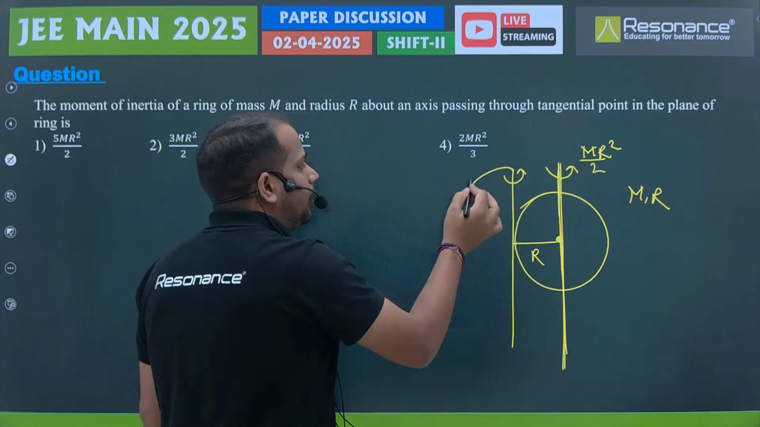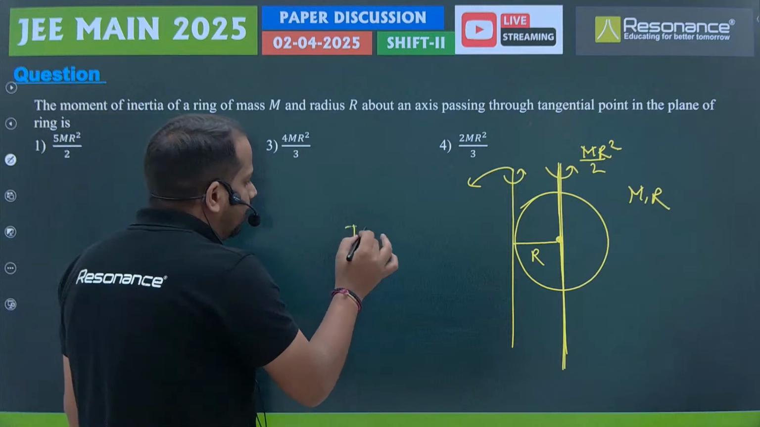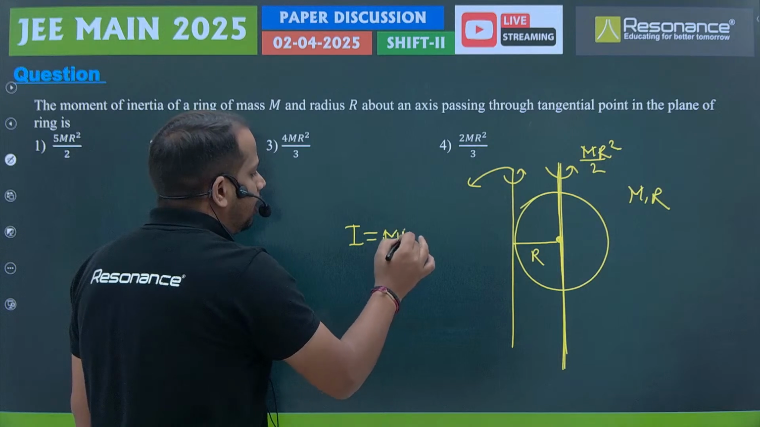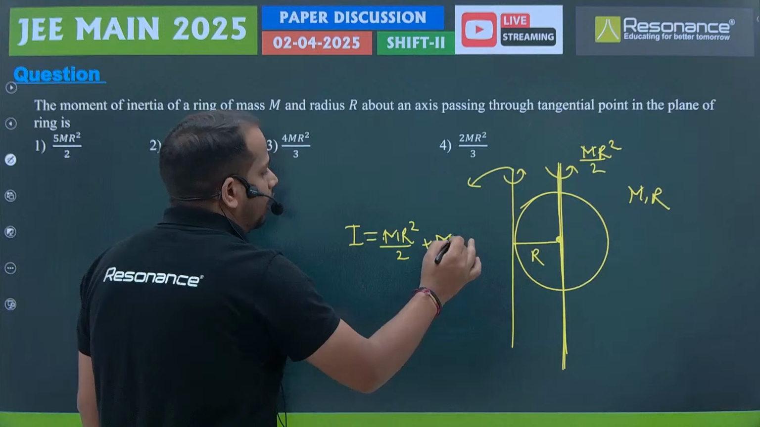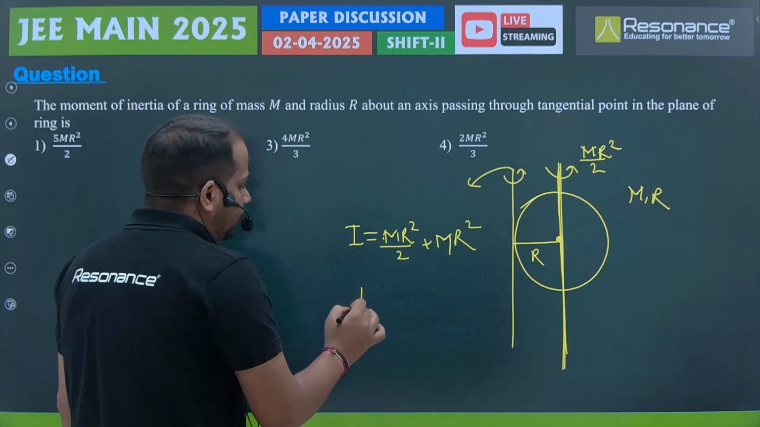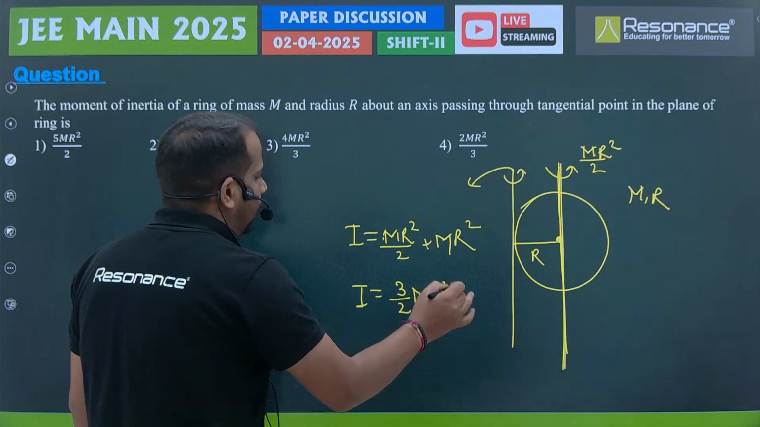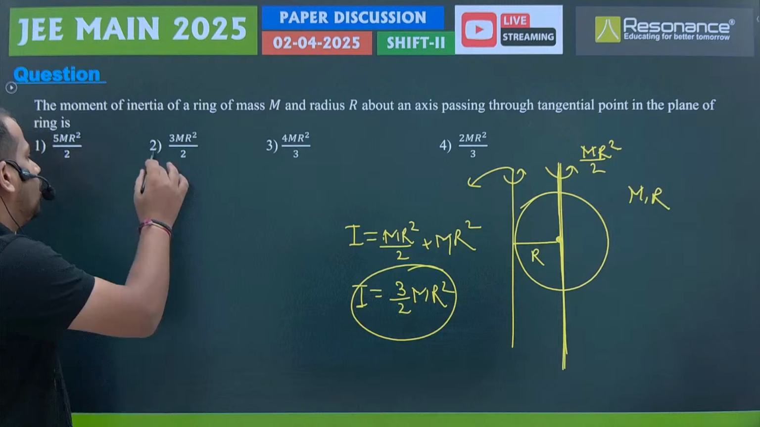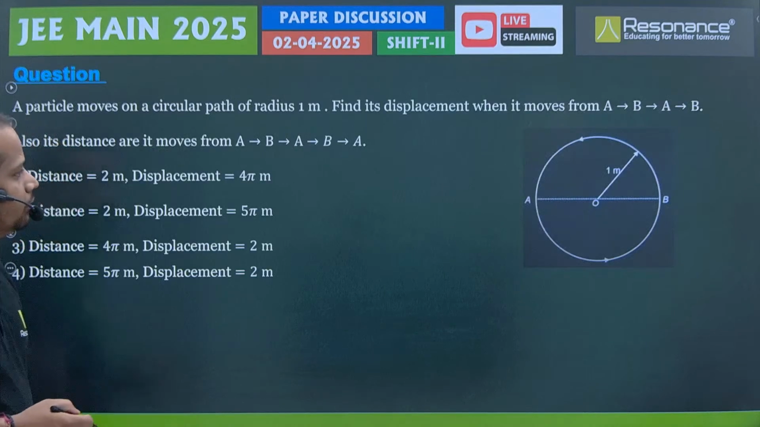So can we apply the parallel axis theorem in this one? When we apply the parallel axis theorem, this is I_COM, which is mr square by 2, plus m into what is the separation? r, so separation squared. So I equals, simply you can say, 3 by 2 mr square over here. Which option is matching with this? Option 2 is matching with this, right? Okay, now let's move on to the next question.